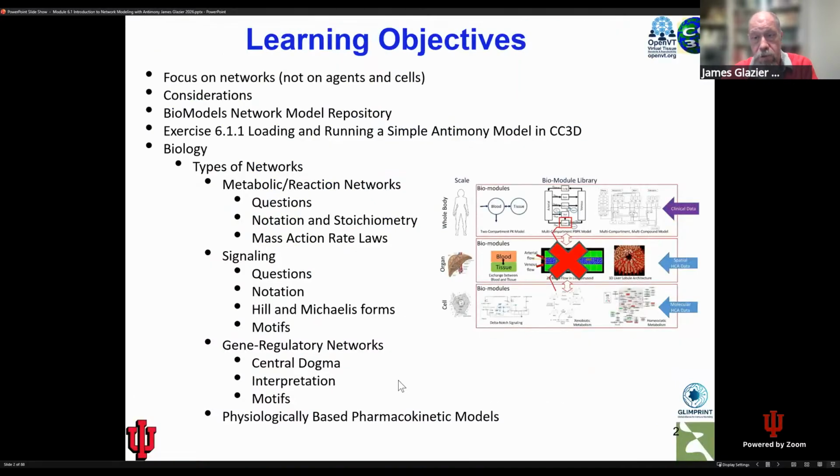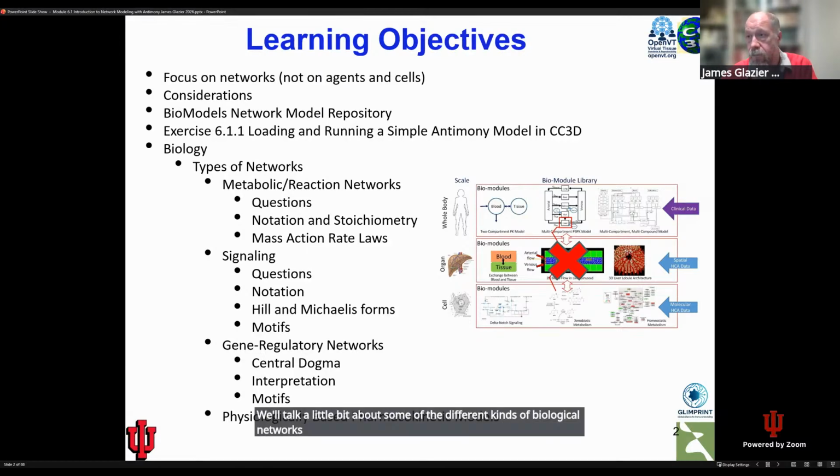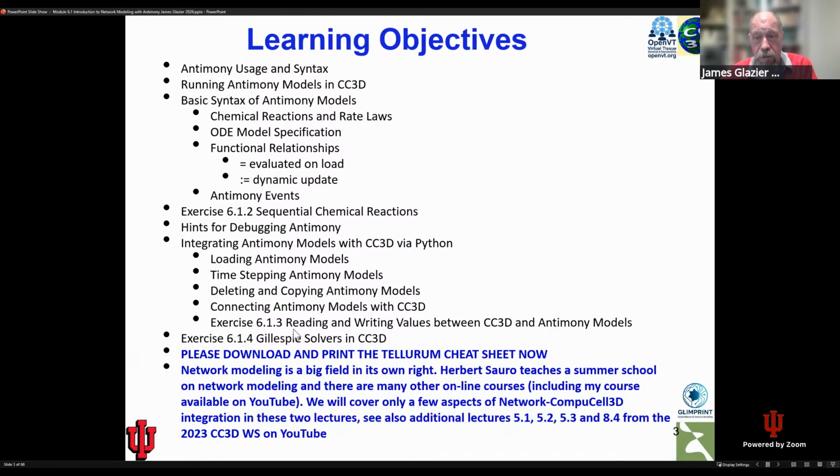So today we're going to be focusing on networks, and we'll connect networks to cells more tomorrow morning. So we're leaving out this middle layer to some extent today. We're going to talk a little bit about networks in context of modeling. We're going to run a simple network. We'll talk a little bit about some of the different kinds of biological networks. And then we'll do a little bit about how to implement them as models using the antimony modeling language.